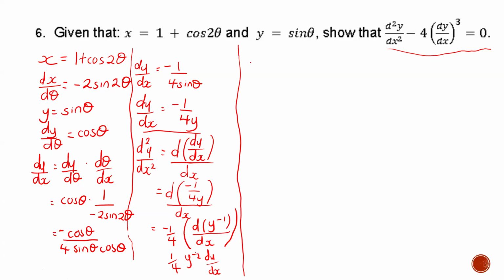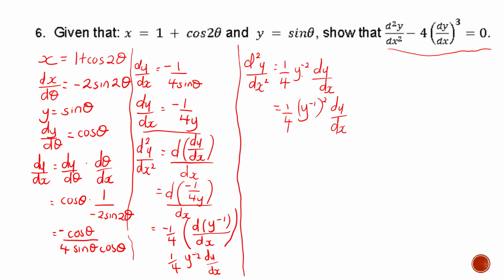Okay, so we'll have d squared y/dx squared is equal to a quarter y to the power negative 2 dy/dx. And this is the same as a quarter times y to the power negative 1, squared, times dy/dx. Yes, this is the same as this, right? And then from our first equation, what is it? This one here.